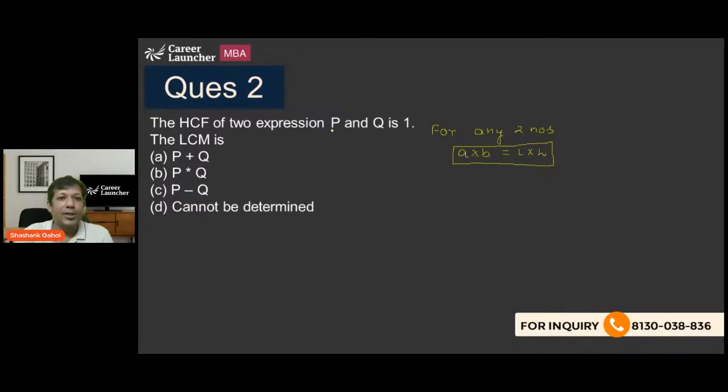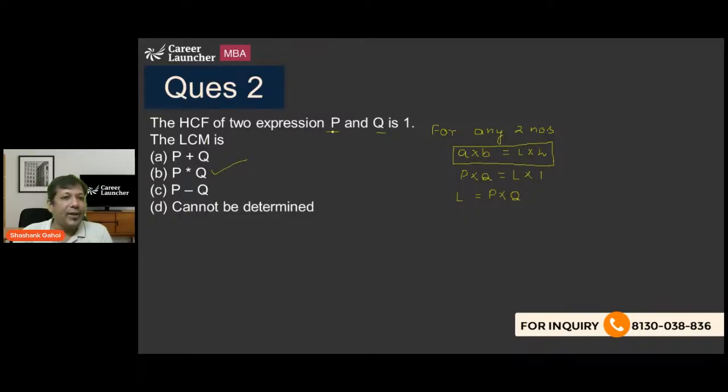Now, here, what are the numbers? P into Q. So, numbers are P into Q. What is the LCM that we need to find out? What is the HCF? That is given as 1. So, LCM of the two numbers comes out to be P into Q, and that's the answer. So, answer of this question is going to be option B.